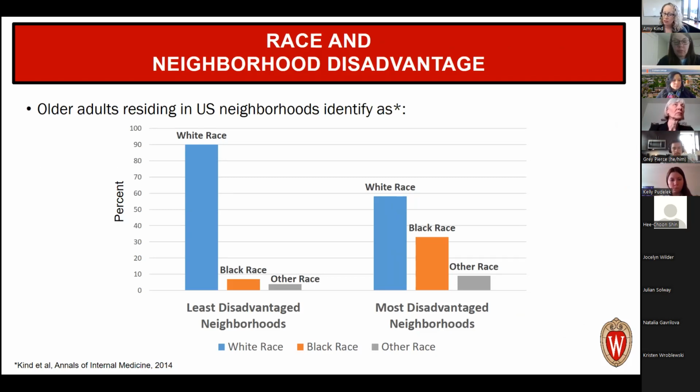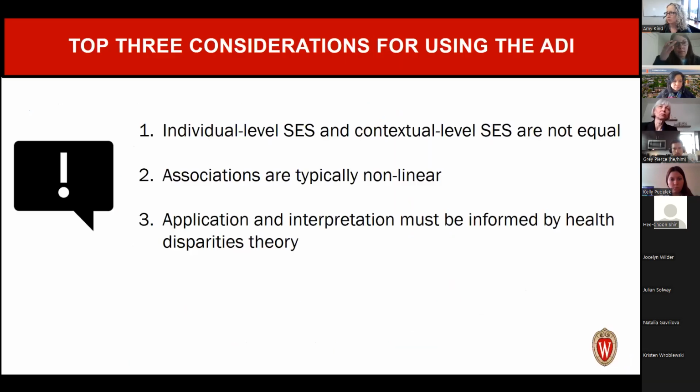But what we can say for these older adults is that those who lived in the least disadvantaged neighborhoods, about 90% self-identify as white, 8% as Black, and you see the other racial categories there. In comparison, in the most disadvantaged neighborhoods, about 58% identify as white, 32% as Black, and other racial categories. So there are differences in those makeups.